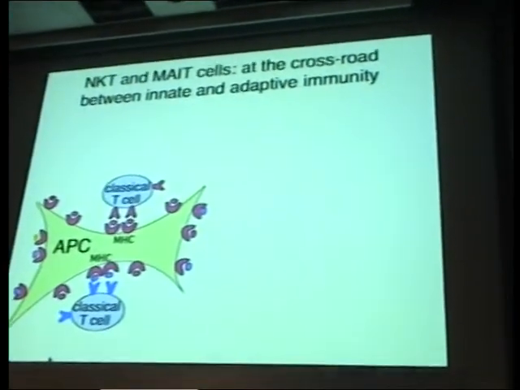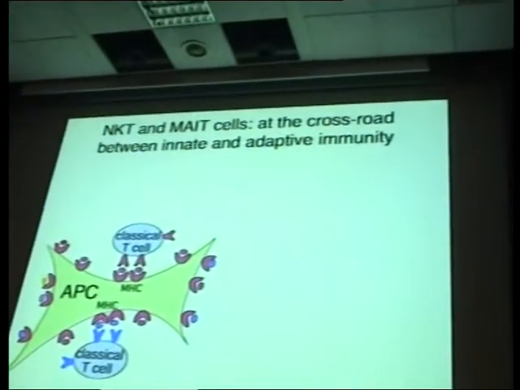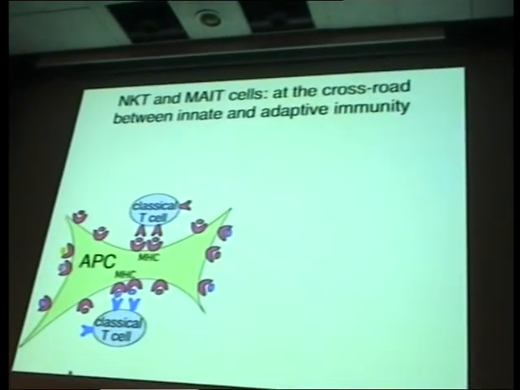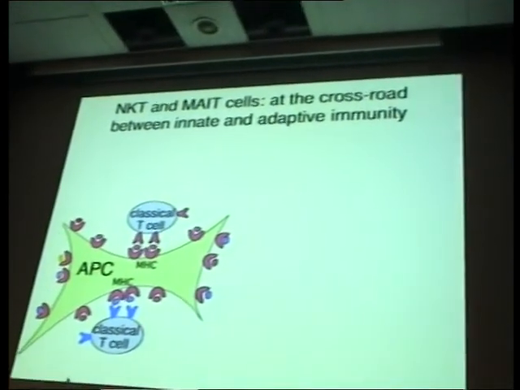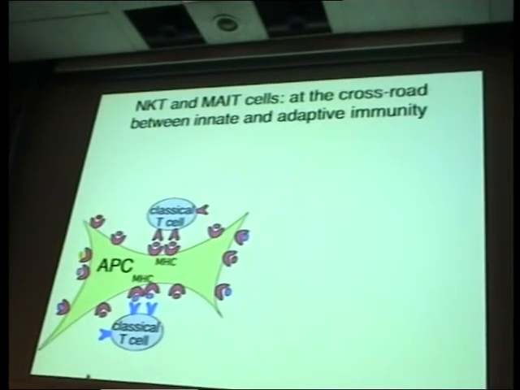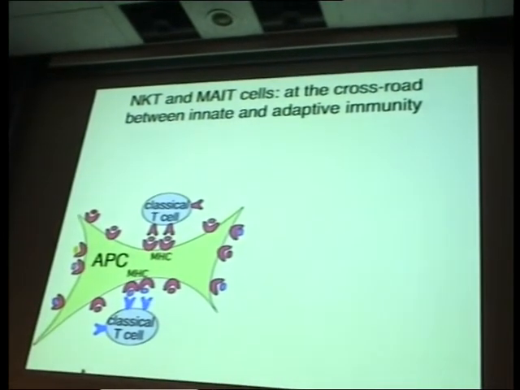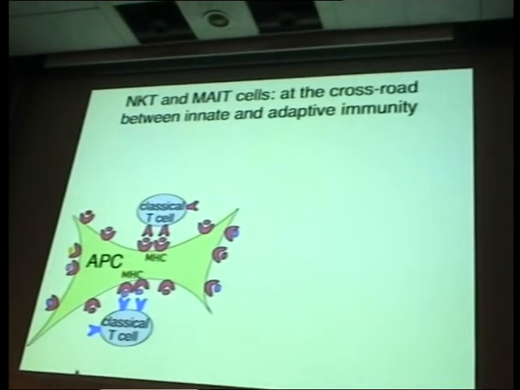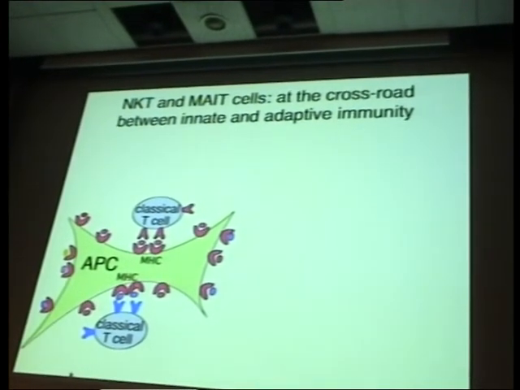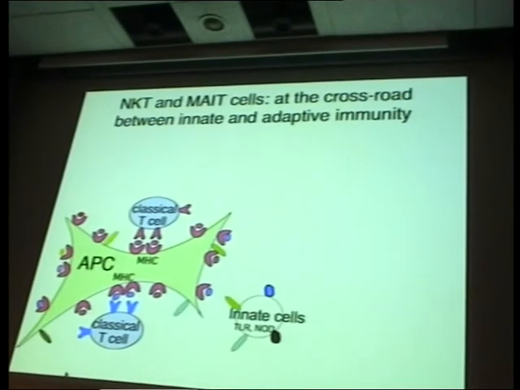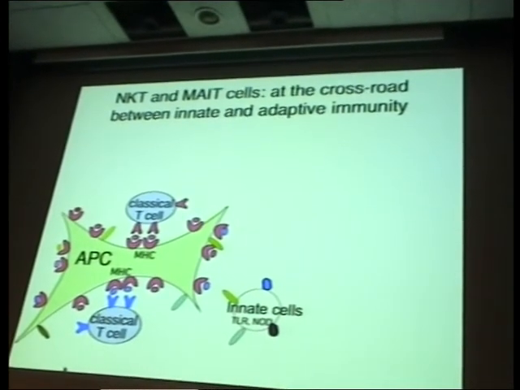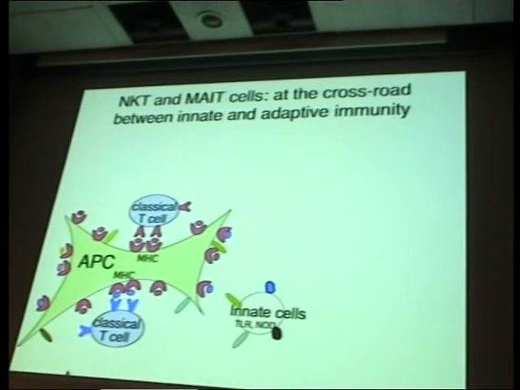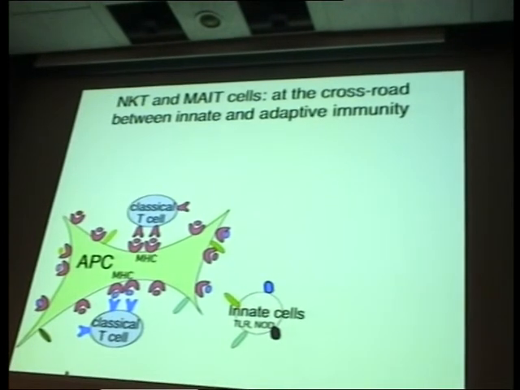As you know, the classical T cell recognizes peptide complexes on the MHC, class 1 or class 2, and it means that you have a lot of different T cells, different TCR, which represent a very large number of different MHC-peptide complexes. On the opposite end, you have the innate cells, which have a few conserved receptors. Possibility to kill tumor cells.